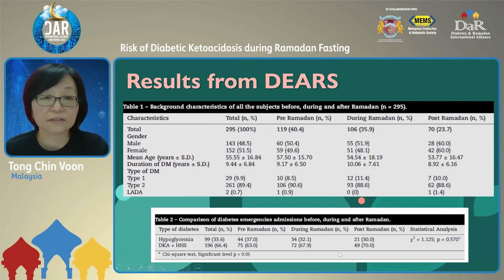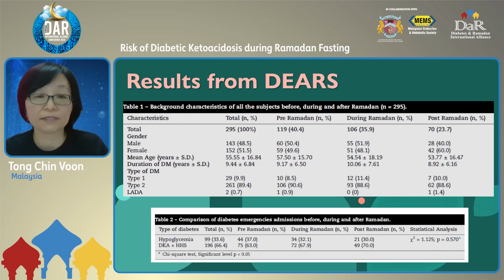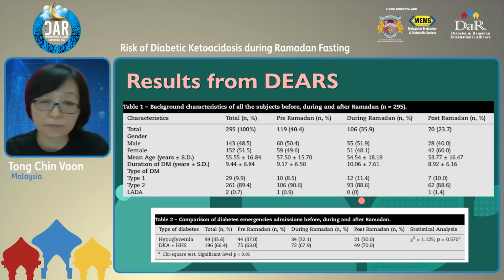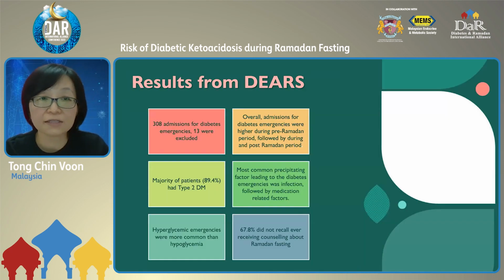And then we compare the hypoglycemic and the hyperglycemic diabetes emergencies. About double the number of patients admitted had DKA and HSS compared to hypoglycemia. This is not surprising because a lot of patients with hypoglycemia probably had minor episodes and self-treated at home. So these are some of the results that we found from DEARS.